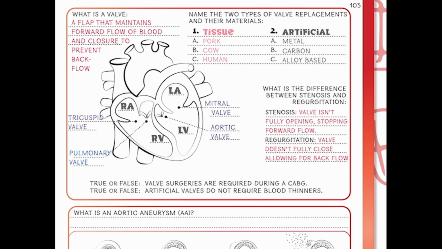So let's test our knowledge before we move into aneurysms. So true or false? Valve surgeries are required during a CABG. This is false. We do not necessarily need to replace a valve during a CABG, although that could happen. It isn't mandatory. And true or false, artificial valves do not require blood thinners. And if we remember from what we just talked about, this is going to be false. Our artificial valves do require blood thinners, which is why it is dangerous for people in high-risk activities to be on blood thinners.